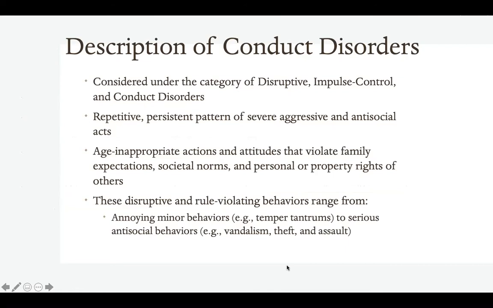So what are conduct disorders? We have a variety of descriptions here. In the DSM-5, it is considered under the category of disruptive, impulse control and conduct disorders. If you remember that document that I gave on the DSM-5 and all the different categories, there was a particular category called disruptive, impulse control and conduct disorders, and conduct disorders falls underneath that category. Actually, there are two different behavioral or conduct disorders under that category, the other one being ODD, or oppositional defiant disorder.